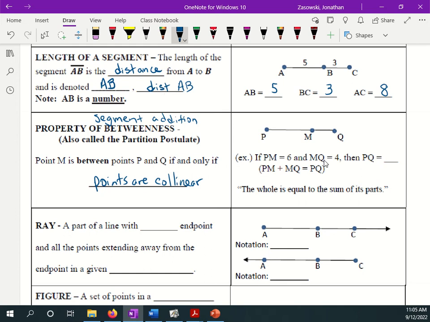So the first example, if we know that PM is 6 and MQ is 4, we know that PQ is... why did I put a Q on there? I will never know. Okay? And the saying for this is that the whole is equal to the sum of its parts. Nothing too crazy, right? Okay.